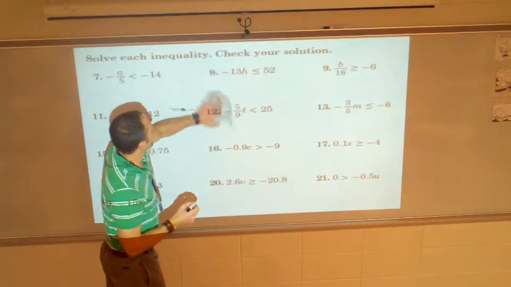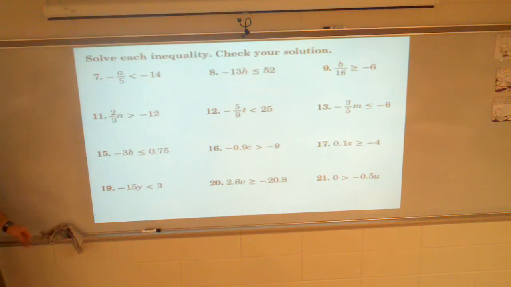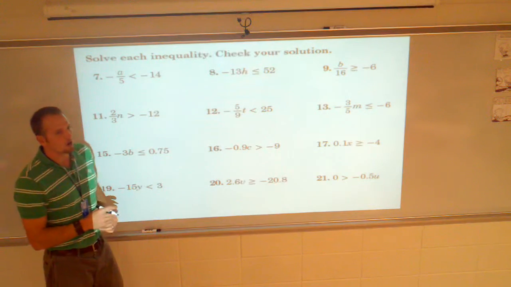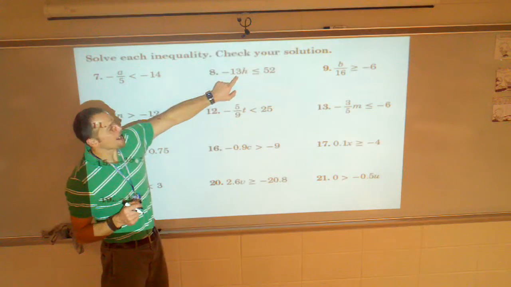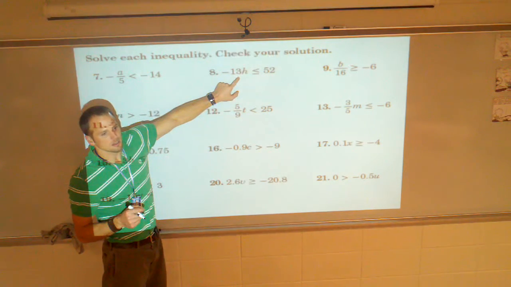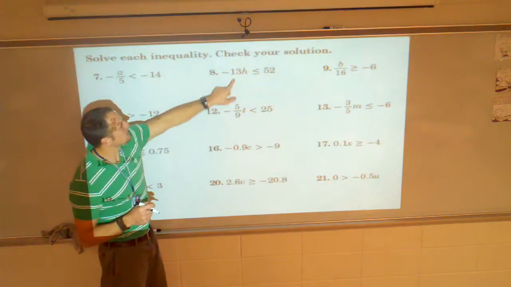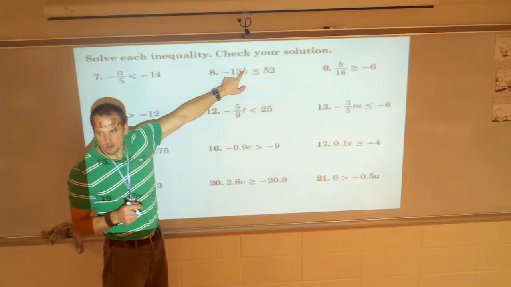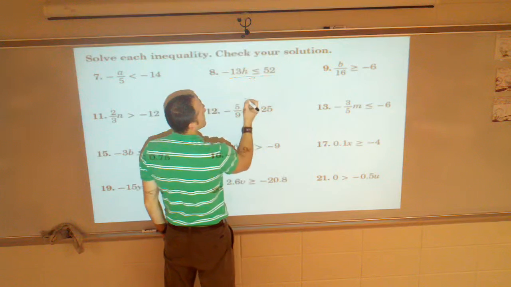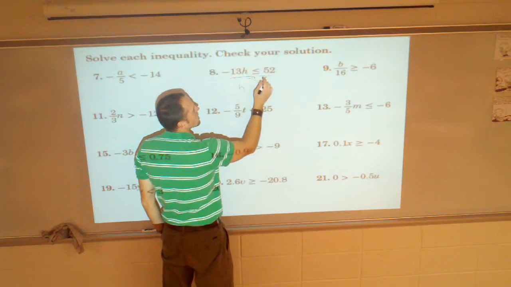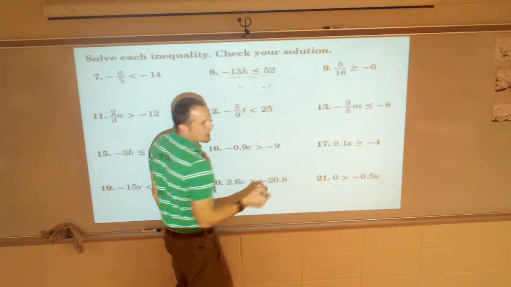All right? Now, I want everybody to see number 8. Part of it is going to be stuff that you already know. Part of it is going to be new stuff. Caleb, help me out with this. How do I get rid of this negative 13? Divide. Very good. This is negative 13 times h. So I need to divide both sides by negative 13. So this will cancel over here. I've got h. 52 divided by negative 13 is going to be negative 4.